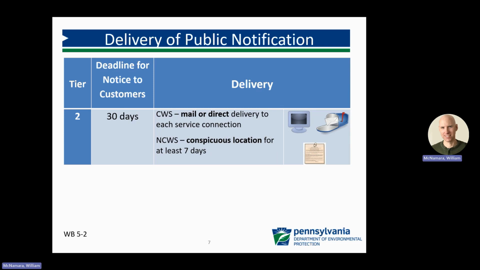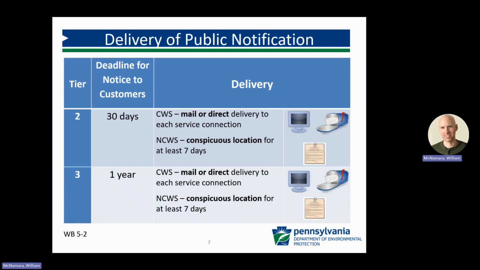So this slide provides a quick review of PN delivery times and delivery methods, and it should be in your workbook as well. We're skipping over Tier 1 again since it doesn't really apply to PFAS. So for Tier 2 delivery, which again is within 30 days to the public, community water systems must deliver public notices directly to each service connection. So that can be accomplished through mail or email. Non-community water systems must post public notices in a conspicuous location for at least 7 days. That's non-community systems.